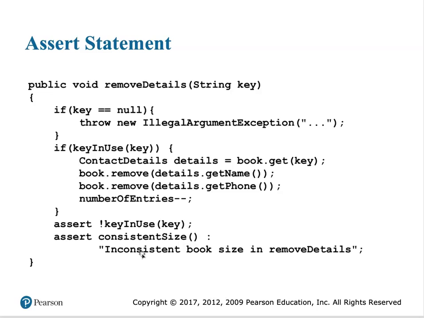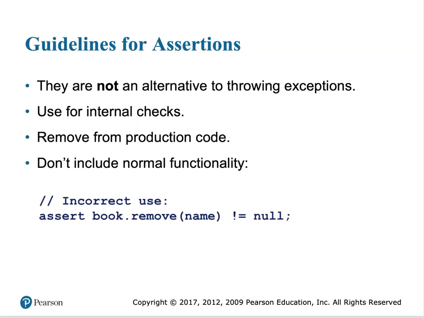These are ways to handle things in development, but these statements should never be in your production code. These are strictly for testing. It's not a choice of throwing exceptions or using assertions. Okay, it's not an alternative. You only use them for internal checks of the state of your object.